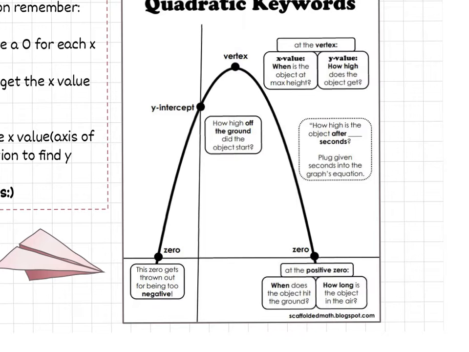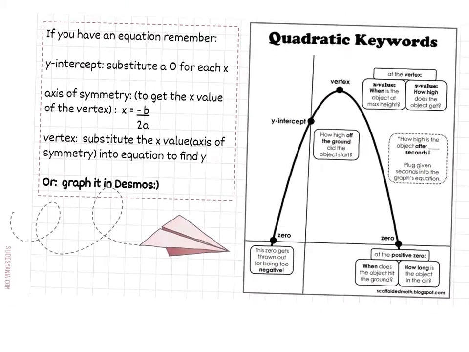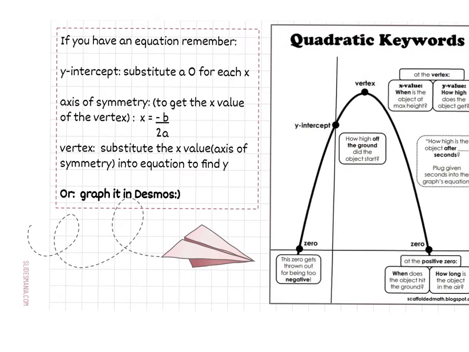Okay, and then any point along here, how high is the object after however many seconds, that's going to be a point on that graph. And so you just put that x value into the equation to get the y value. Now, if I don't have a graph, and for whatever reason I don't want to make one, you know how to do this from the equation from last week. The y-intercept is where x is 0, so just put a 0 in there, or if it's in standard form, it's the c. Then you can find your axis of symmetry by that equation, opposite b divided by the product of 2 and a.